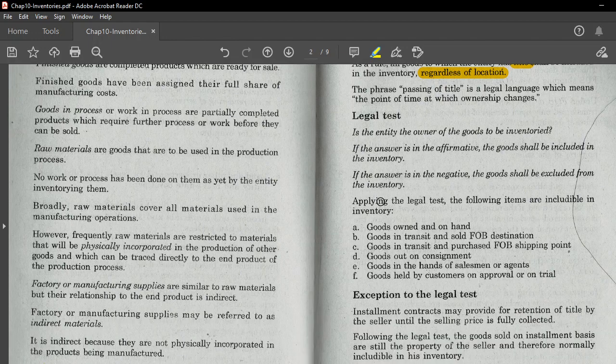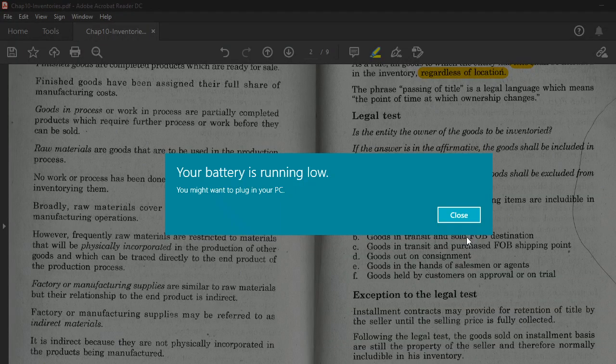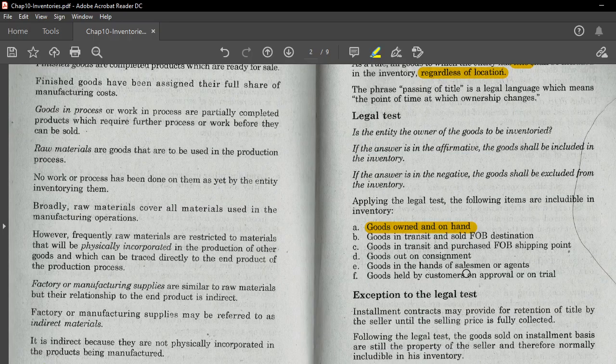Applying the legal test, the following items are includable in the inventory. First, the goods owned and on hand. Of course, kung unsa tong naa sa imuhang vicinity, okay? Kung unsang naa sa imuhang bodega or naa sa imuhang factory, ginapasabot nga on hand and you own it, okay? So ikaw gid ang tag-iya, so dili kay gibilin lang sa imuha. Then that is part of your inventory.